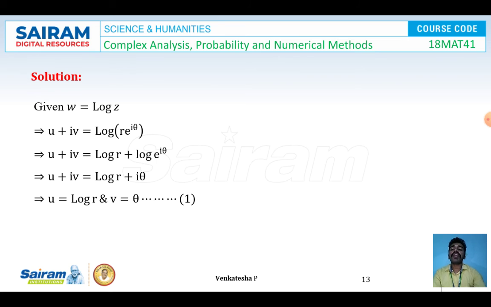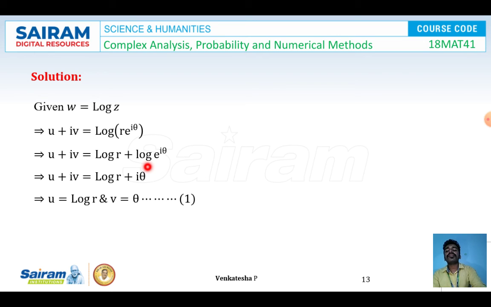Why? Because if I put z is equal to x plus iy, I will get log of x plus iy. I can't expand the equation further and I'm unable to find the values of u and v here. So for that purpose, I'm using z is equal to r into e power i theta. So I got the expression u plus iv is equal to log of r into e power i theta. To expand this, I'm going to use the log of ab formula. Log of ab is nothing but log a plus log b. So I got u plus iv is equal to log r plus log e power i theta.